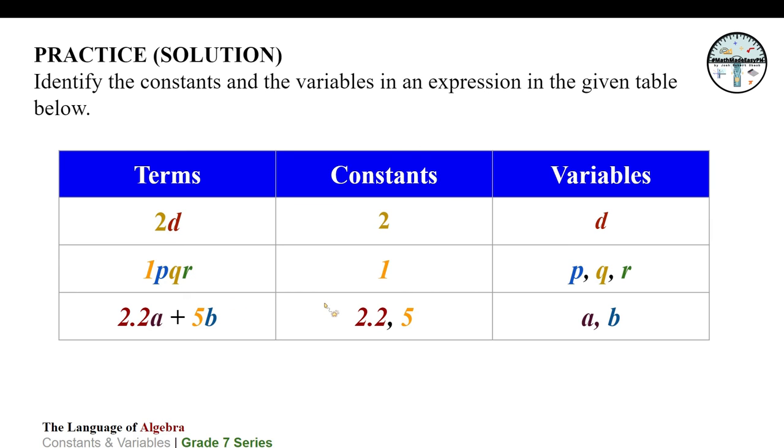To identify the constants and the variables in an expression, I recommend you do color coding so you can really distinguish between a constant and a variable. Anyways, this is the last part.